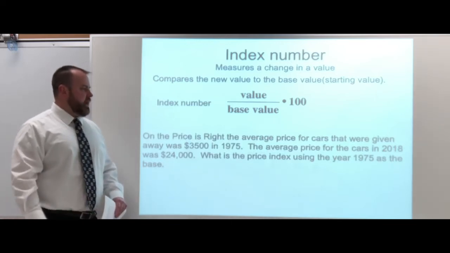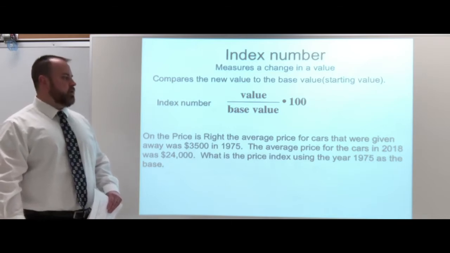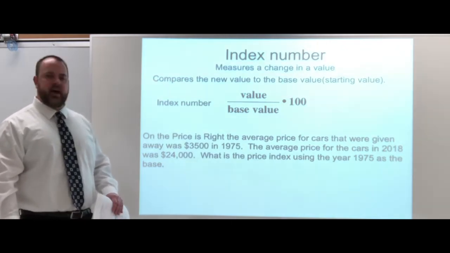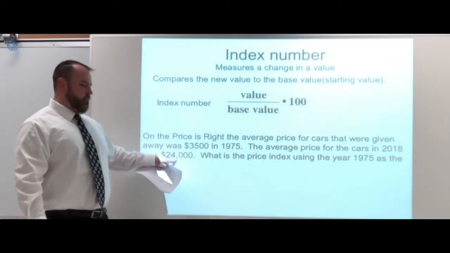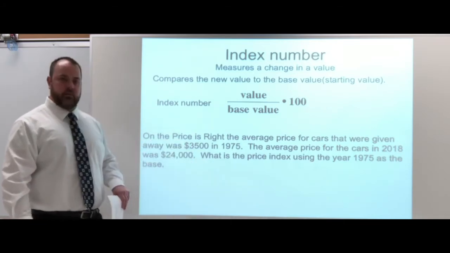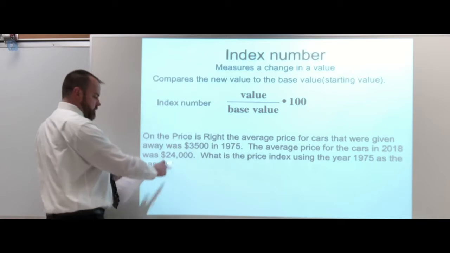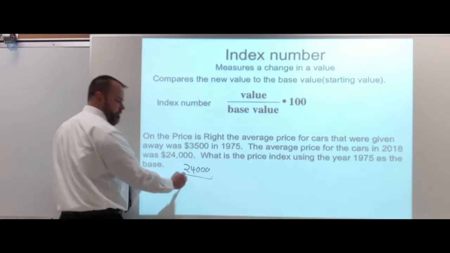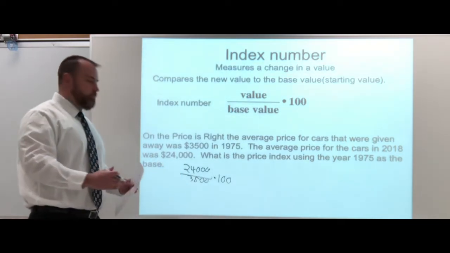On The Price Is Right, the average price of cars that were given away was $3,500 in 1975. The average price of the cars in 2018 was $24,000. What is the price index using the year 1975 as the base? Now, when it says using the year 1975, it means the value of 1975. How much were cars back then in 1975? Over here, the 3,500. So if I'm doing this calculation, it is the value, which now is 24,000, divided by our base, which is 3,500, times 100. And that's going to be the index number.